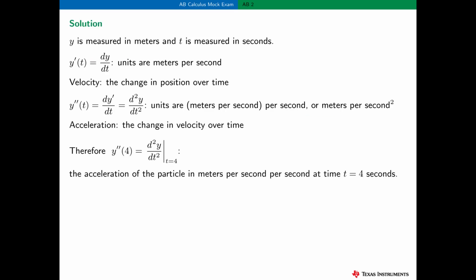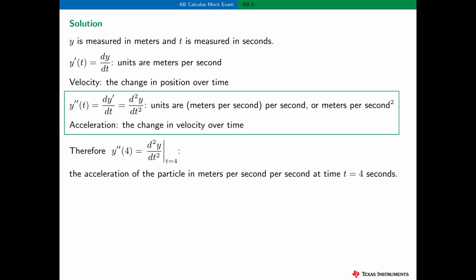Let's use this method of finding units, plus a few additional definitions, to solve our problem. We know that y is measured in meters and t is measured in seconds. So y prime of t, which is dy dt in Leibniz notation, has the units meters divided by seconds, or meters per second. This is the velocity of the particle by definition. Velocity is defined to be the change in position over time.